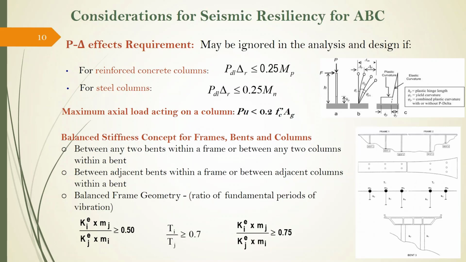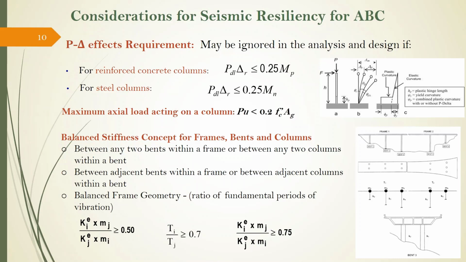Also, there are code requirements for the P-delta effect that become very important when we are dealing with especially ABC type applications, because the joints are critical. So we want to keep the moment going through the joint limited. So there is a 0.25 Mp that's considered for a reinforced concrete column and 0.25 Mn for a steel column.